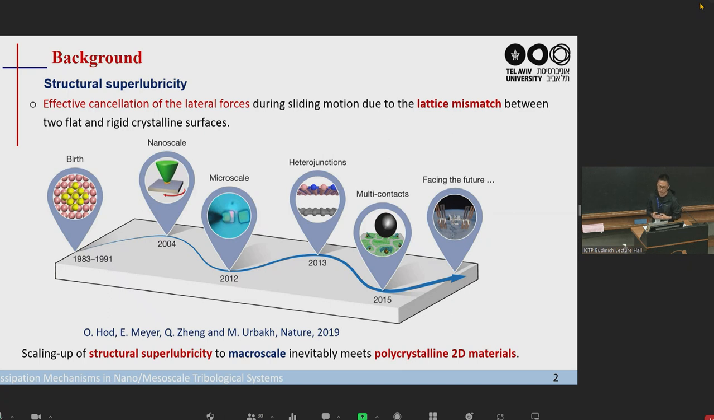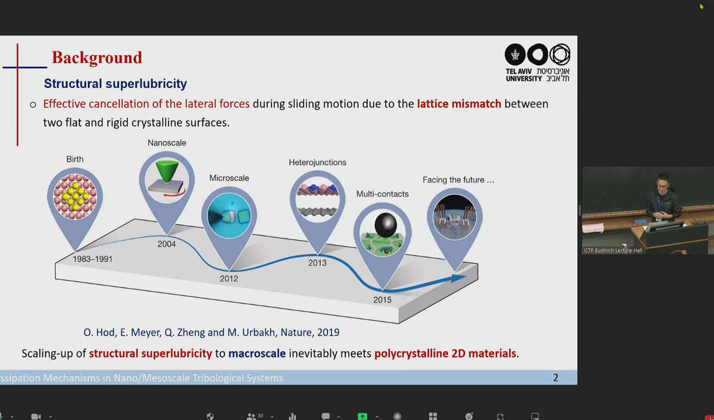Since this concept was proposed, experiments have demonstrated structural superlubricity using nanoscale and microscale homojunctions, and later heterojunctions or multi-contacts, to realize so-called robust superlubricity. These promising results motivate us to further scale up structural superlubricity toward the microscale.